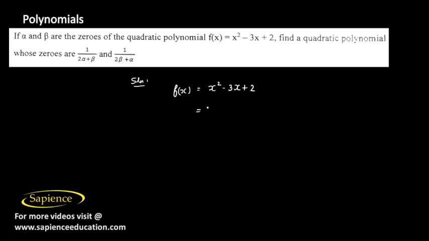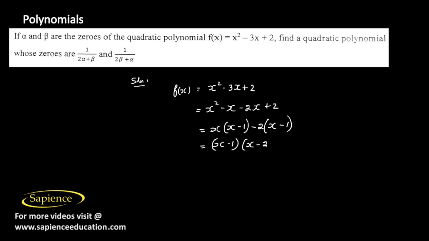So this polynomial can also be written as x² − x − 2x + 2 by splitting the middle term. From these two terms, we can take x common outside. This will become x − 1. And from these two terms, I can take −2 common outside, and this will become x − 1. Now taking x − 1 common, (x − 1)(x − 2).